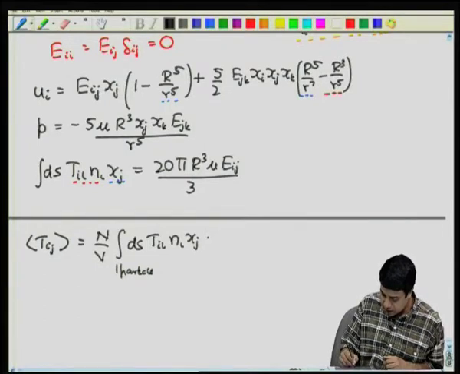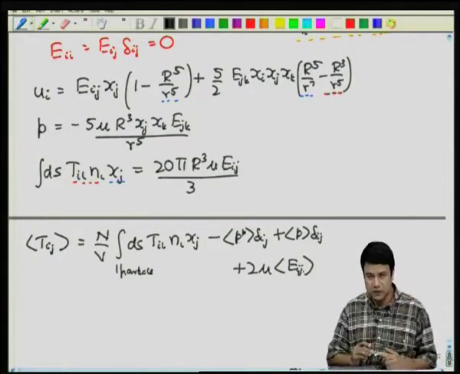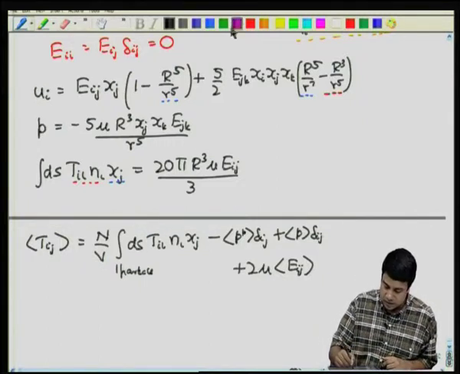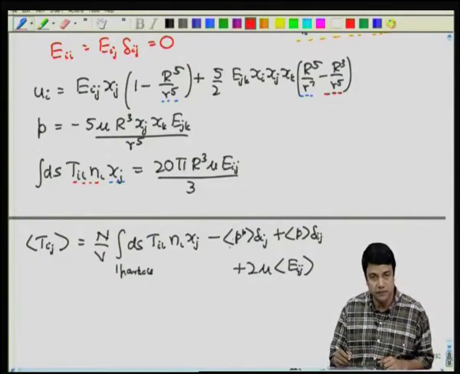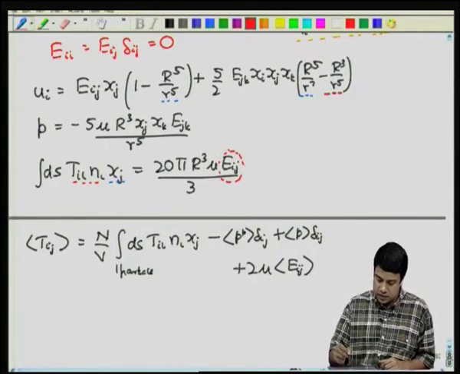Then I had this, minus the particle pressure delta_ij, plus the fluid contribution delta_ij, plus 2 mu times E_ij. Where E_ij is the average rate of deformation applied on the entire system. That is also what is driving the particle stress here.